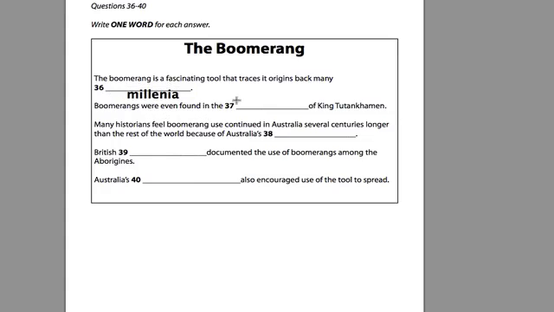Boomerangs were even found in the, okay, we probably could have guessed this answer actually without even listening, tomb of King Tutankhamun. Many historians feel boomerang use continued in Australia several centuries longer than the rest of the world because of Australia's, and I believe he even uses the word in the listening, isolation. So Australia is apart from the rest of the world, and this is why other parts of the world stopped using the boomerang and Australia continued to use it.